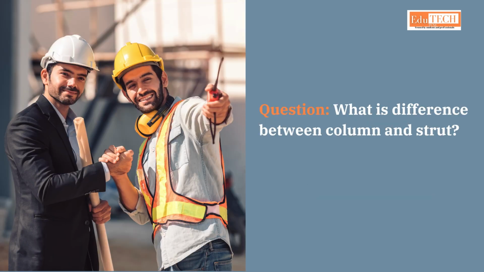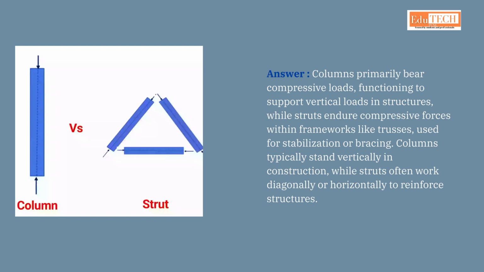Question: what is difference between column and strut? Answer: columns primarily bear compressive loads, functioning to support vertical loads in structures, while struts endure compressive forces within frameworks like trusses, used for stabilization or bracing. Columns typically stand vertically in construction, while struts often work diagonally or horizontally to reinforce structures.